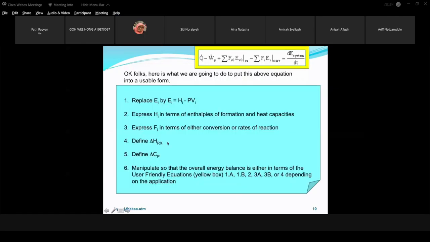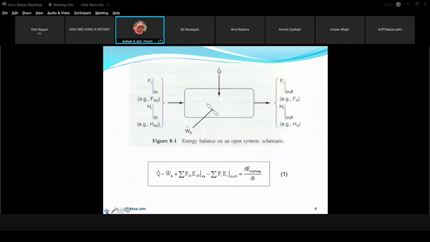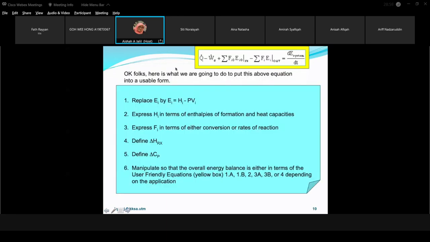Okay, this is the step. Folks, here is what we are going to do to put the above equation into a usable form. How do we derive from this? They show how they derive from this one, Q minus W, that equation, to become the simple one that you see in the first equation.